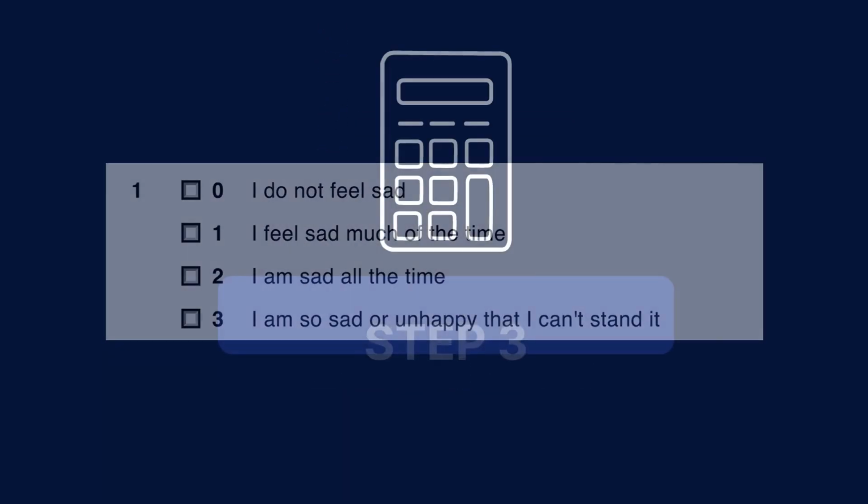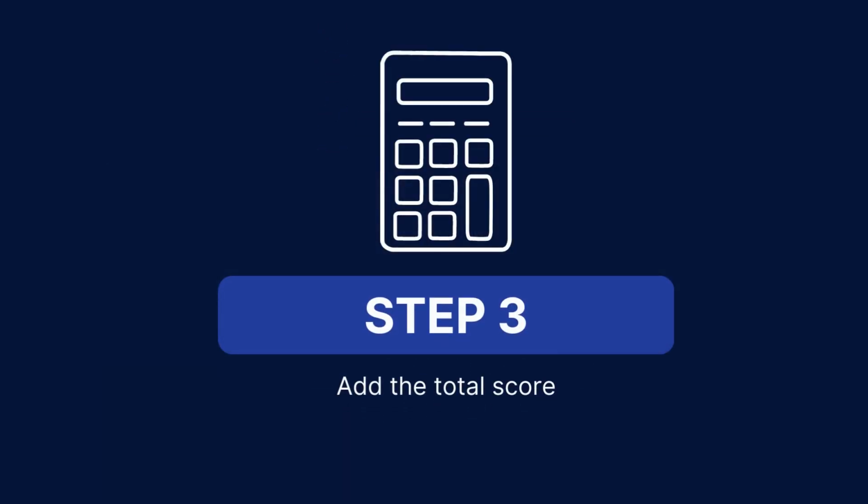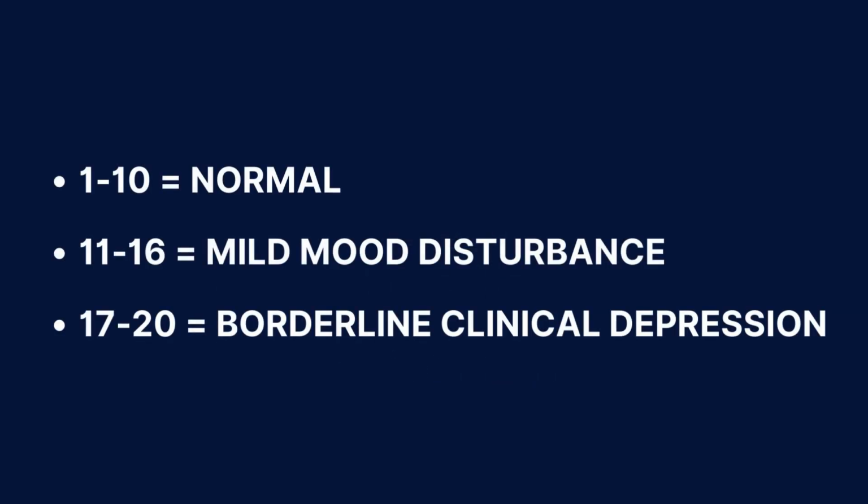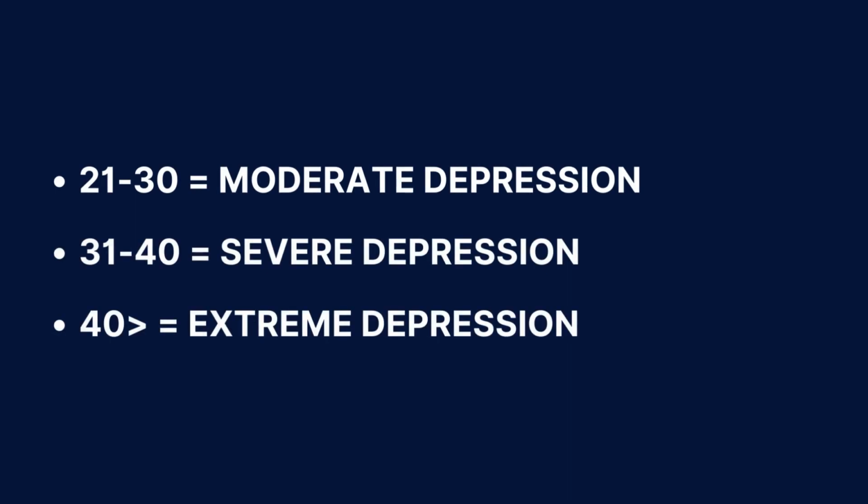Interpret the scores. If the patient has a score of 1 to 10, this would be considered normal. 11 to 16 would be considered mild mood disturbance. 17 to 20 is borderline clinical depression. 21 to 30 is moderate depression. 31 to 40 is severe depression, and over 40 is extreme depression.